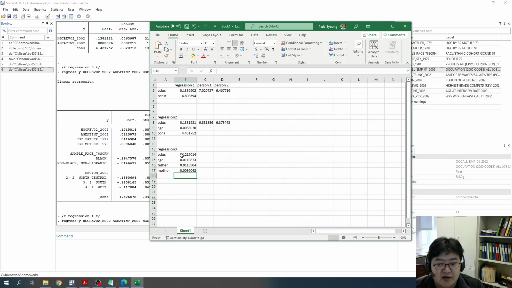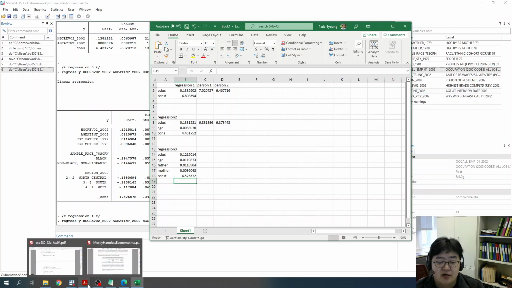So these are the coefficients. And constant, I will include constant, 4.526572. So the reason why I did not include race and region is because they are categorical. So it's not a number, so you do not multiply with the outcomes. But have a look.